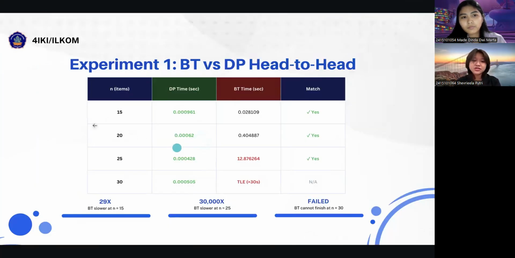Okay, so here are the results of experiment one. At n equals 15, both algorithms finished correctly, but backtracking is already 29 times slower than dynamic programming. At n equals 20, backtracking takes 0.4 seconds, while DP finishes in less than 1 millisecond. At n equals 25, backtracking takes almost 30 seconds.